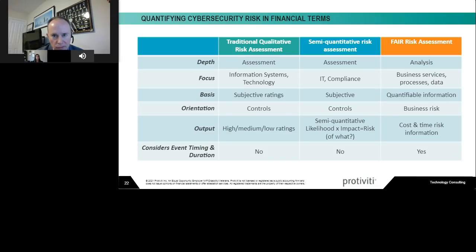There's a semi-quantitative risk assessment, and there's a quantitative, or in our case, a FAIR risk assessment. And one of the things I want to point out is, the first two are somewhat subjective, and the third one is much more quantifiable. The orientation of the first two is controls-based, and when you're doing a FAIR risk assessment, it's based on business risk. It's a very different perspective on things.